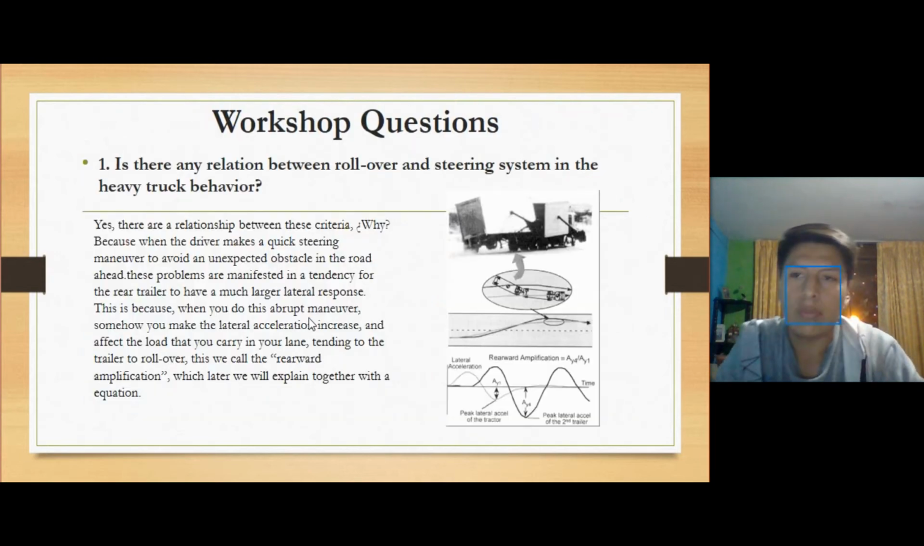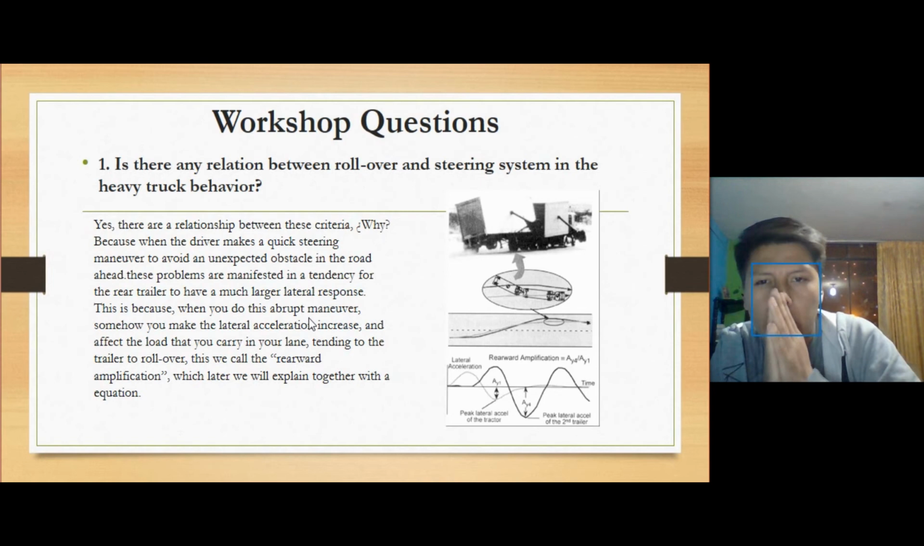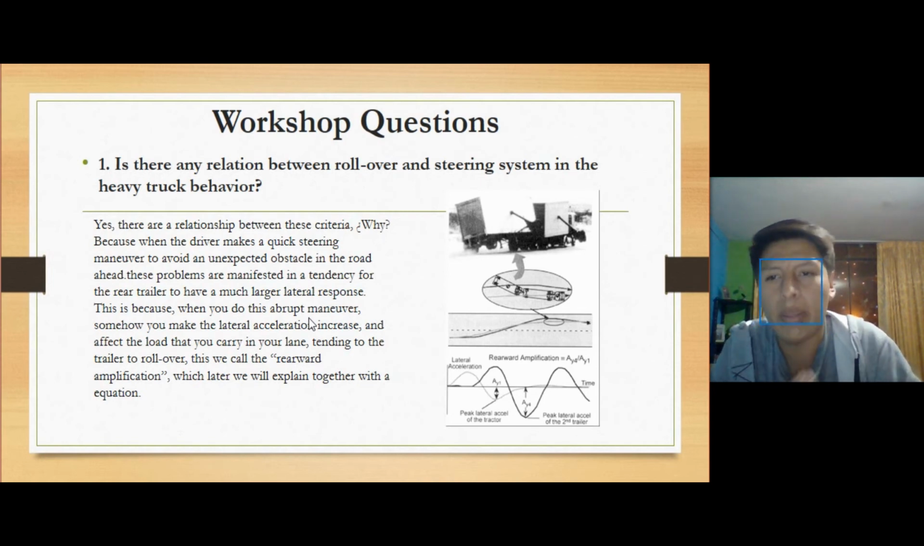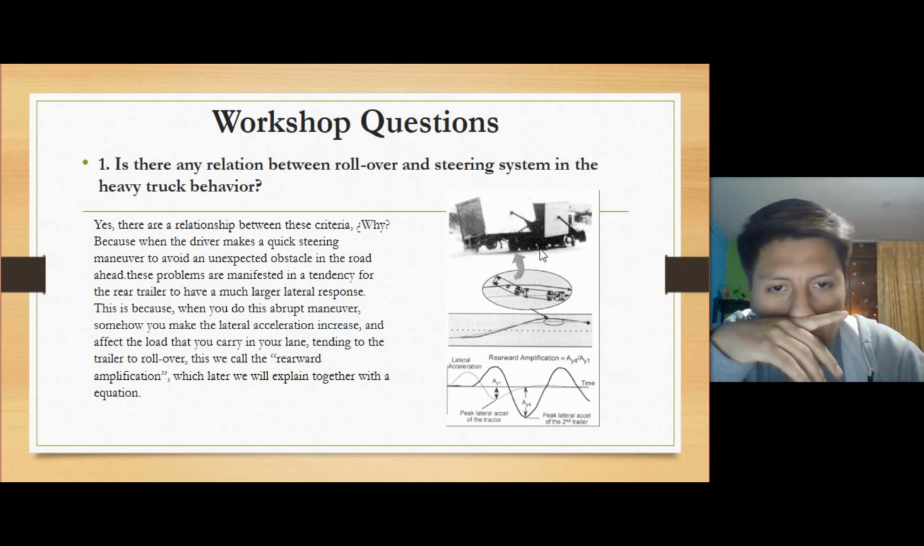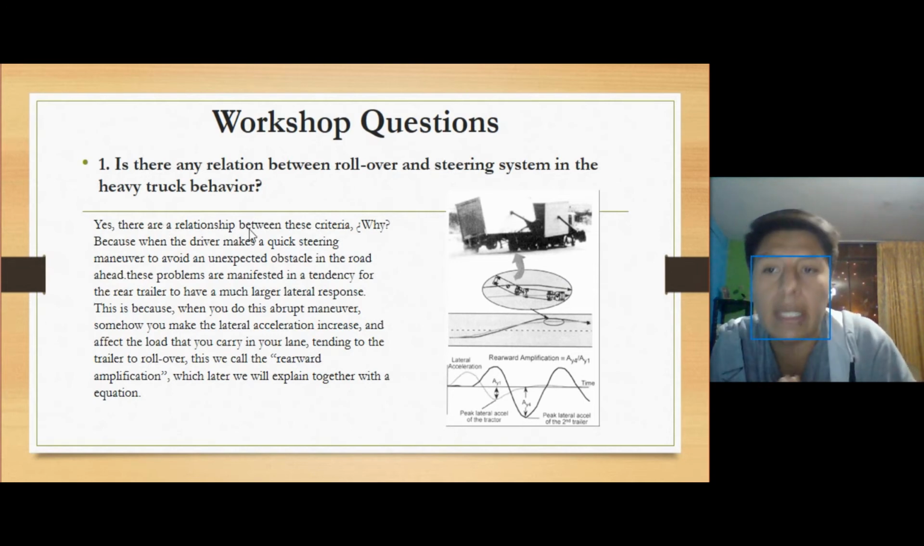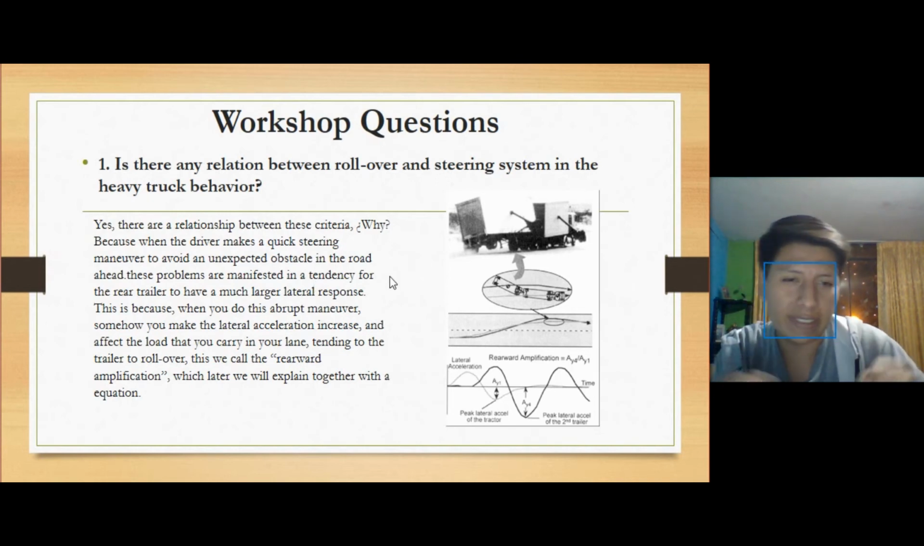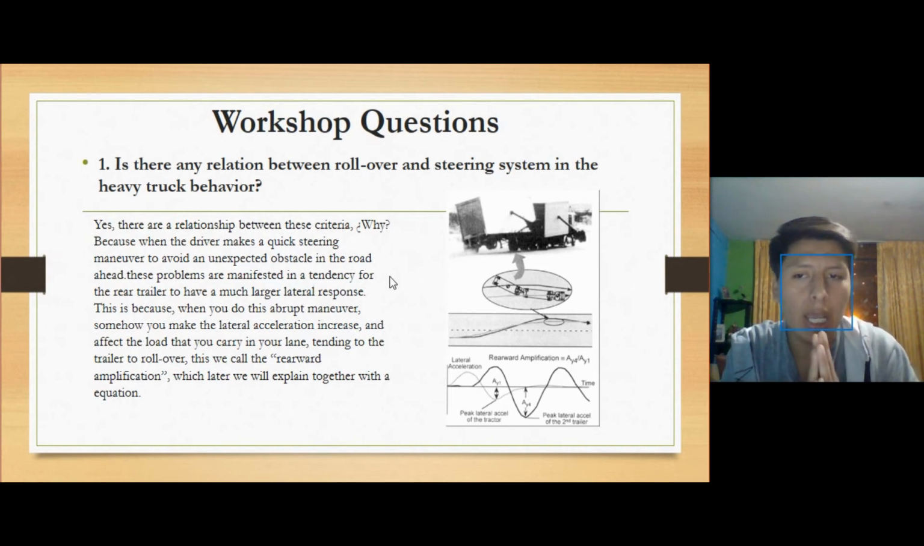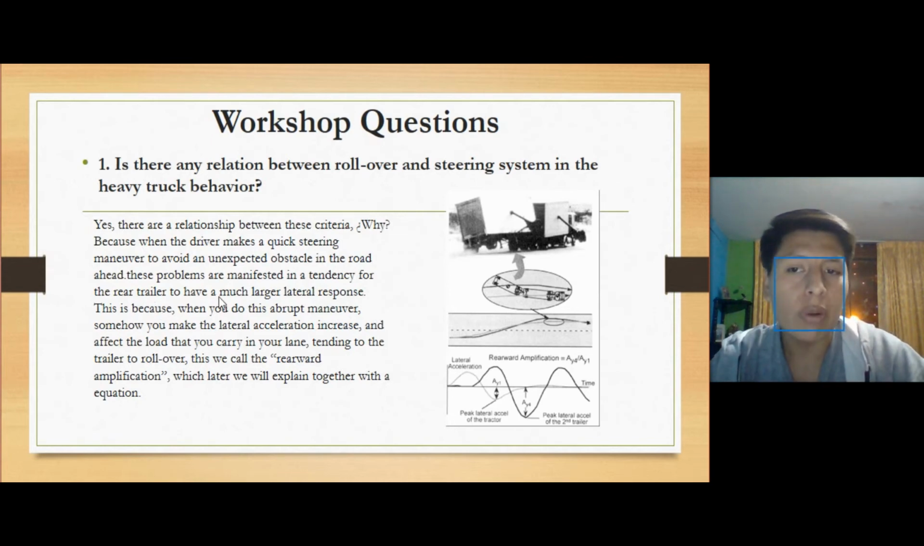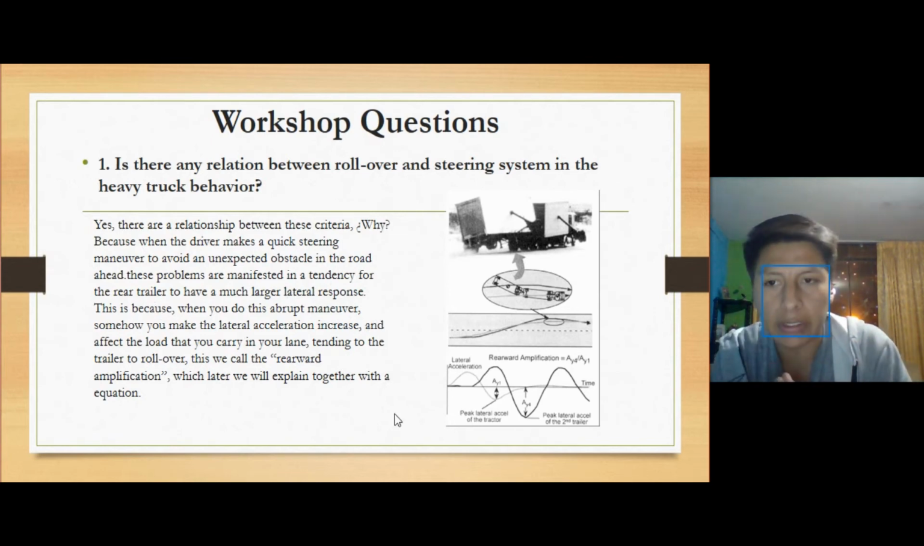Okay, workshop questions. Is there any relation between the rollover and steering system in the heavy trucks behaviors? For this part, these graphs help. Yes, there is a relationship between these criteria. Why? Because when the driver makes a quick steering maneuver to avoid an unexpected obstacle in the road ahead, these problems are manifested in a tendency for the rear trailer to have a much larger lateral response.